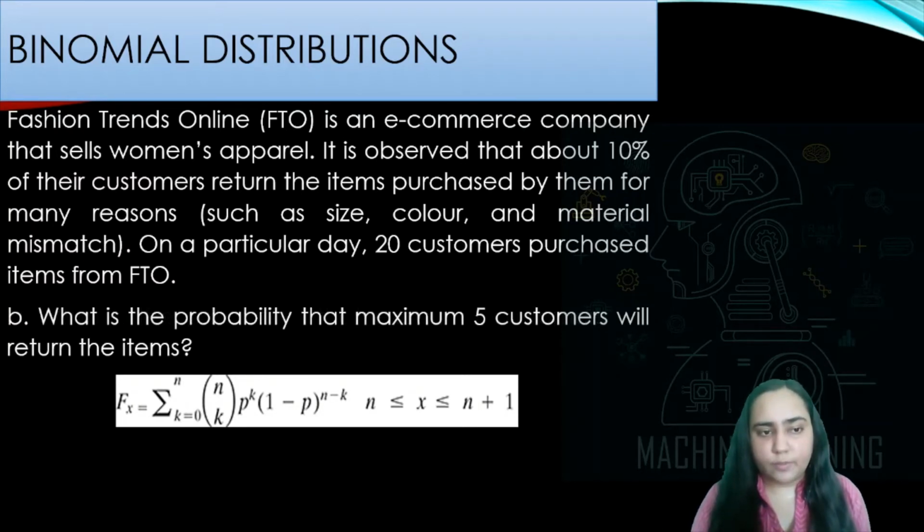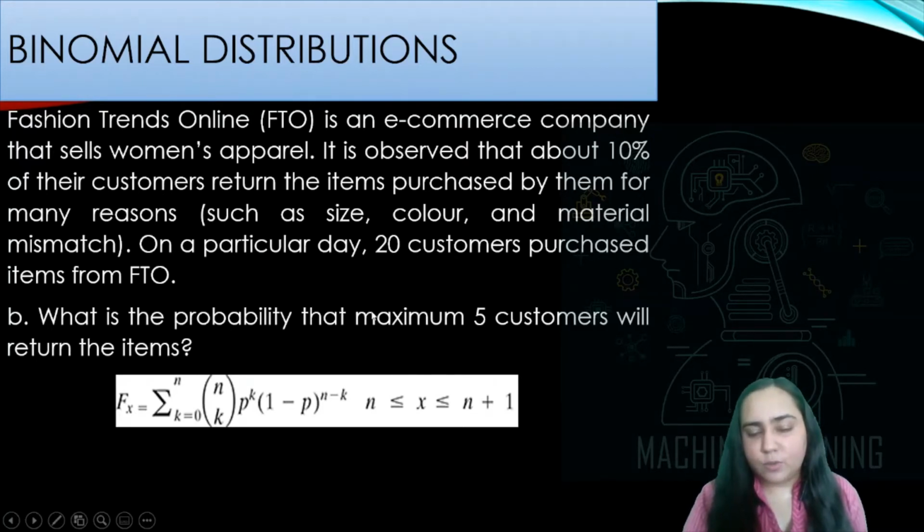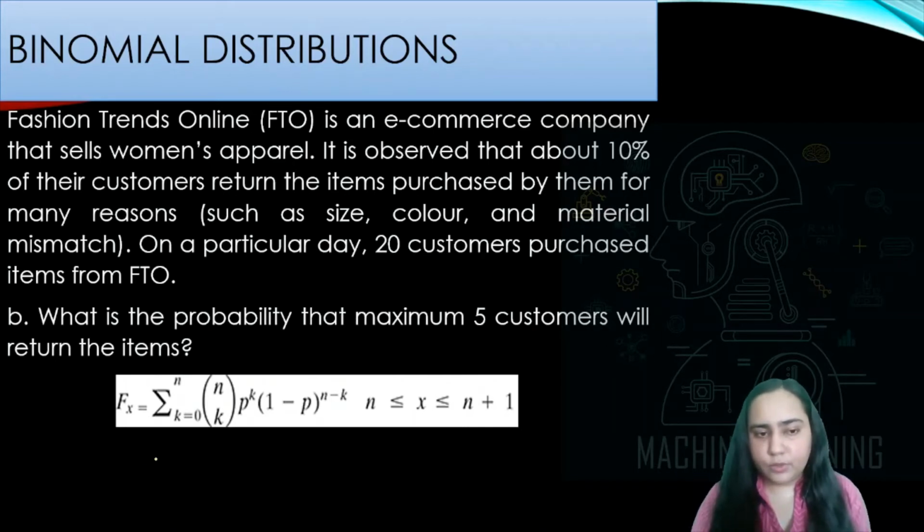Let's take a look at another one. In this question, we are asked, what is the probability that maximum 5 customers will return the items? This is slightly different from the previous question where we were asked exactly 5 customers. Here it is maximum 5 customers. To show this, instead of ignoring the sigma sign, this time we are going to use the sigma sign. And to use the sigma sign, you need to use P(X ≤ 5). Then this would be equal to the sigma sum.